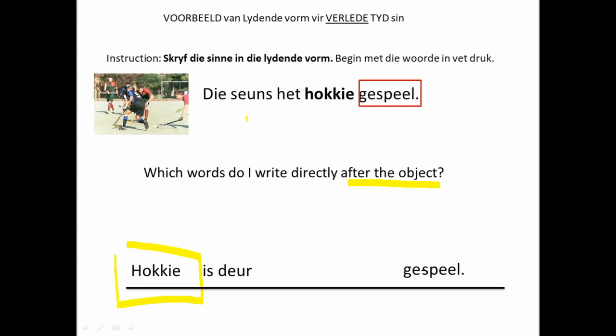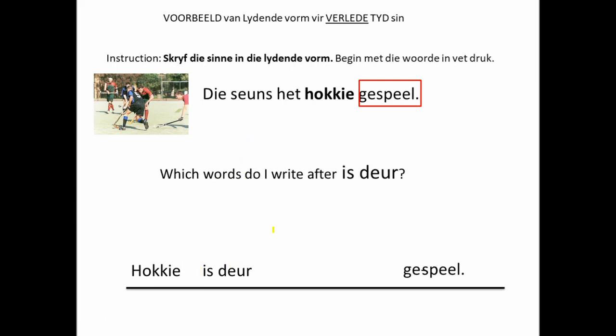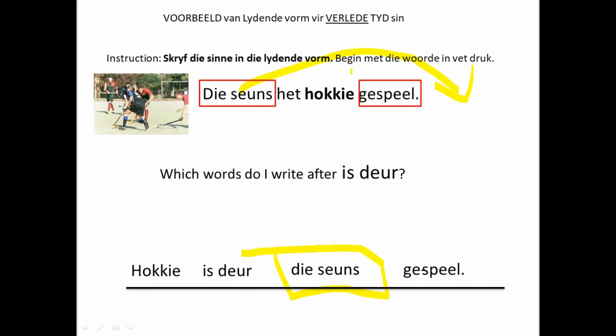Is deer. Remember the rules? Is deer goes directly after the object. Which words do I write after is deer? Die seuns, because we now need to write the subject. We are swapping the subject and the object.